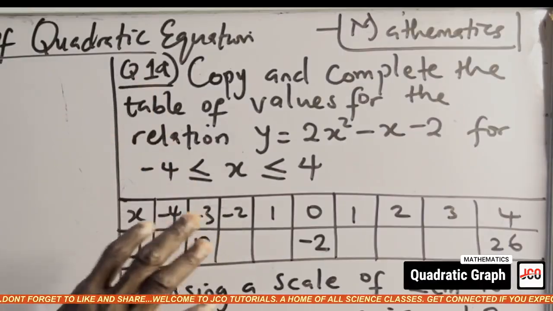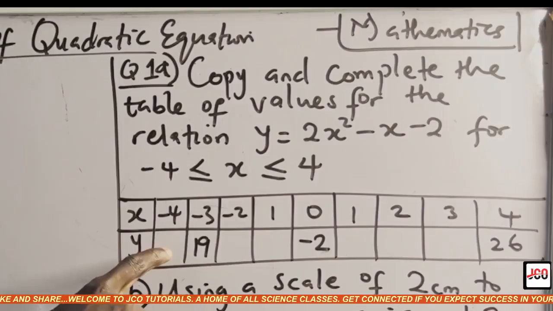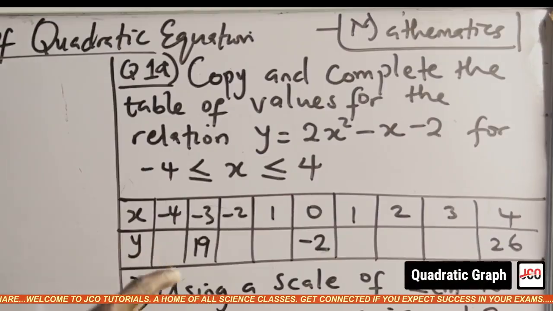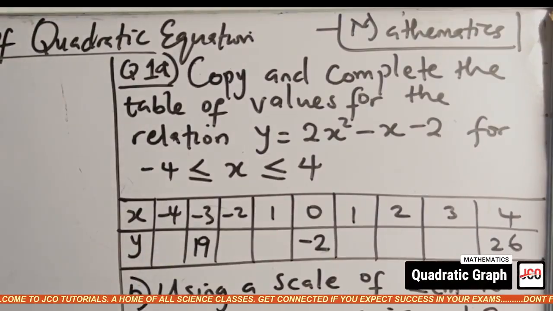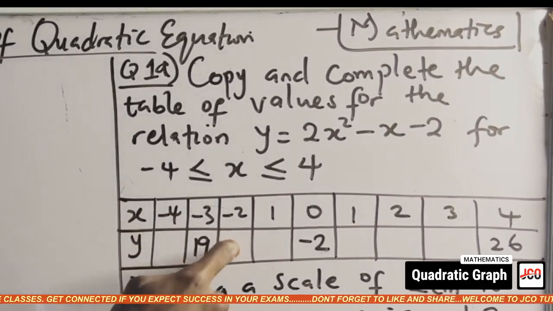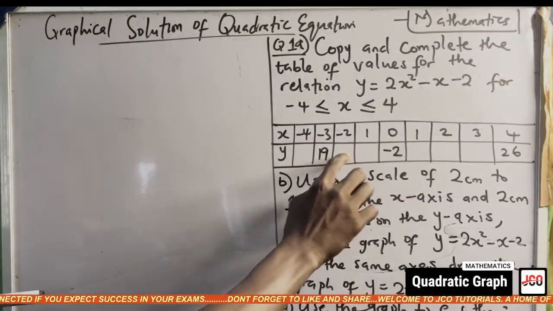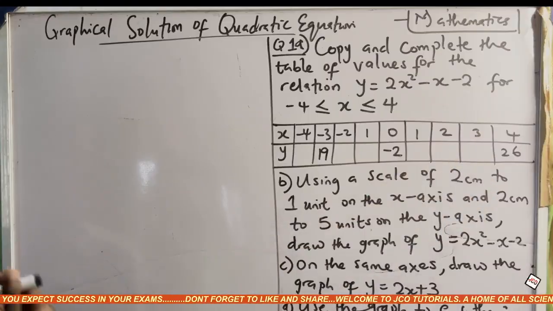The first part is to copy and complete the table, which means if you observe, there are some places that are missing in the box. When x is -4, it is missing. When x is -2, we don't have the value of y. When x is 1, we don't have the value. So we need to complete these sections. So how do we solve?